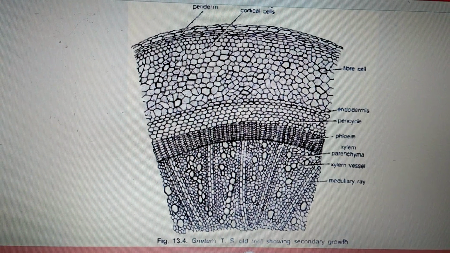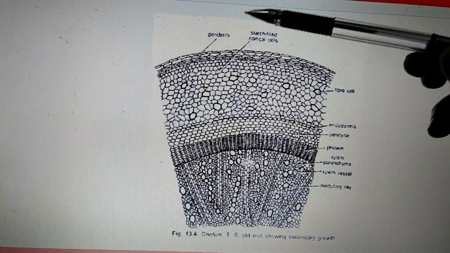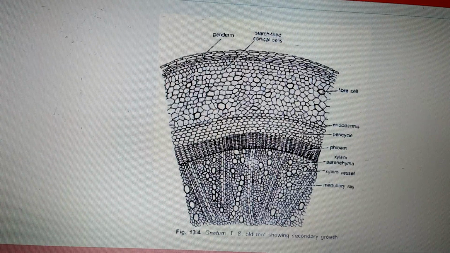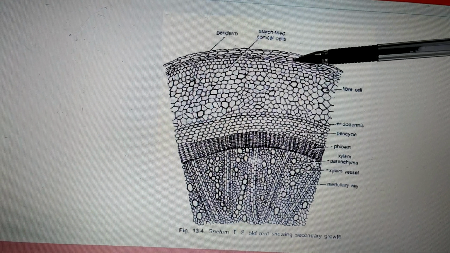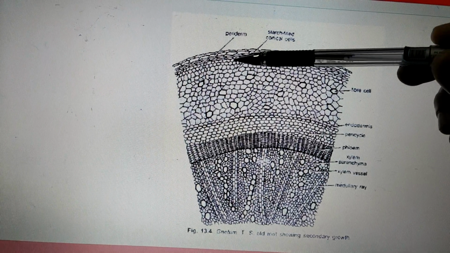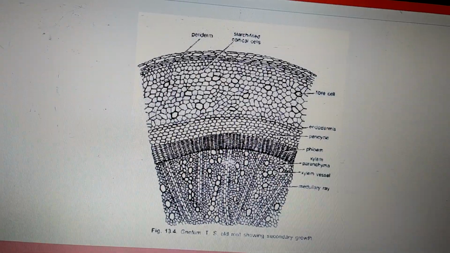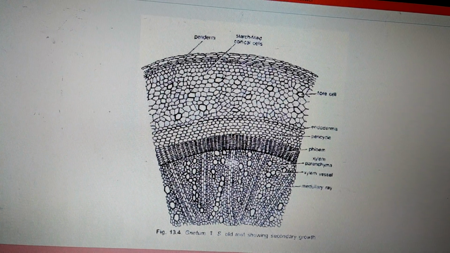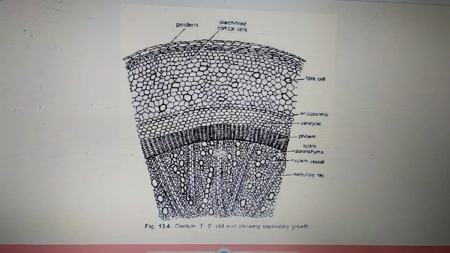So we have extrastellar as well as intrastellar secondary growth. Extrastellar leads to the formation of a periderm. These are the starch filled cells. So this layer is the periderm. Periderm is actually a combination of cork cambium, secondary cortex and cork. We have dealt with secondary growth in detail.